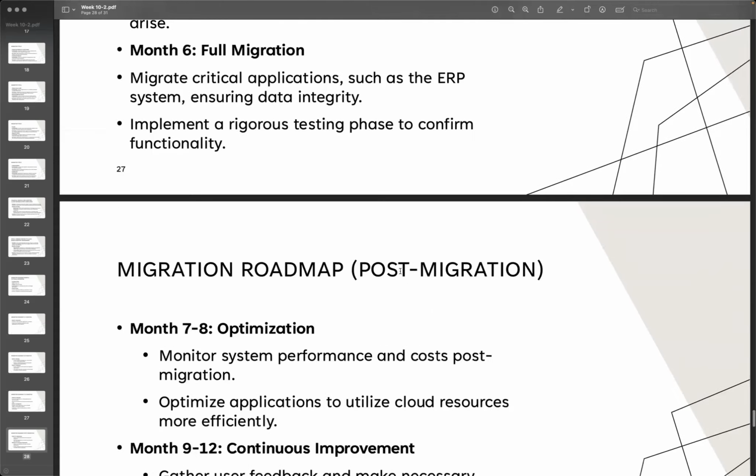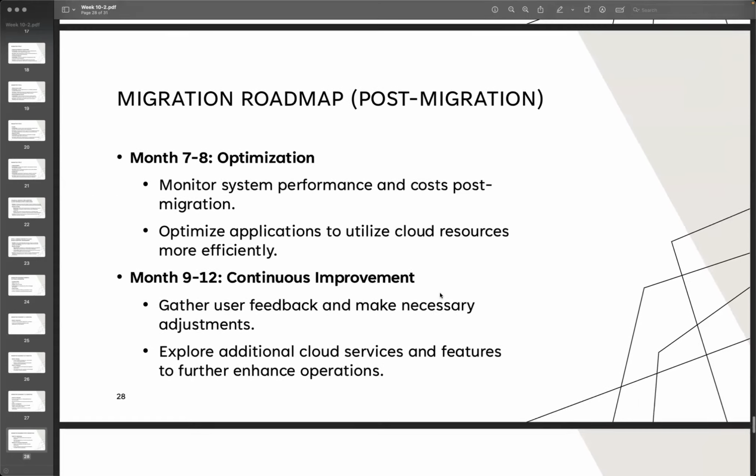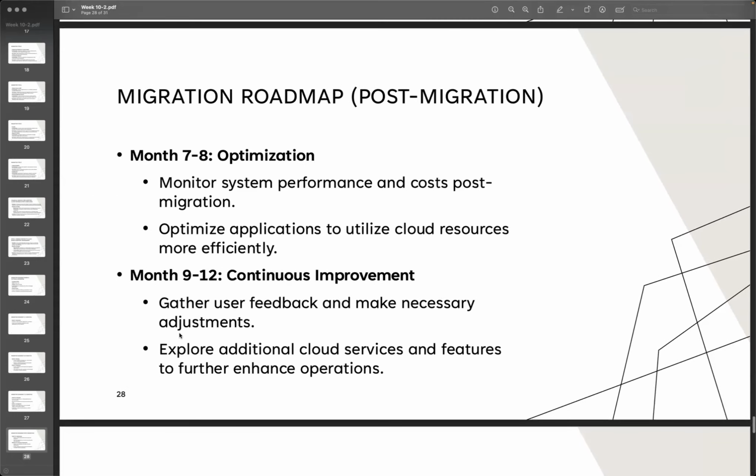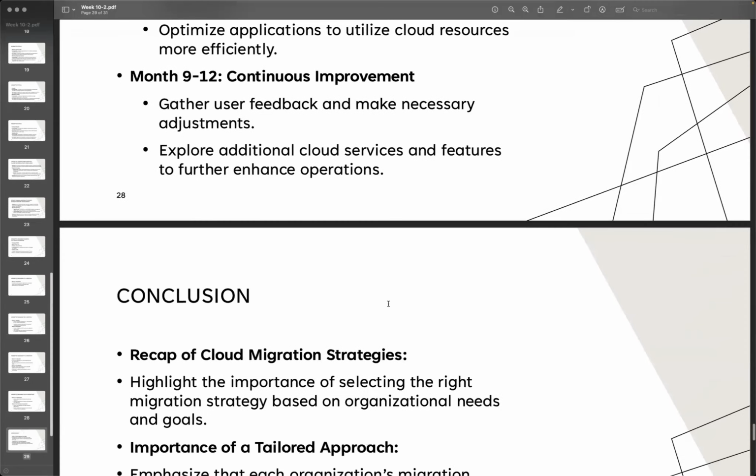In the stage of post-migration, we will have continuous improvement, maybe from month 9 to 12. We try to get user feedback and make necessary adjustments. Of course, once we transfer some of the users and they are in actual usage, they will have some feedback. They will tell us maybe this new feature is not good enough, or that we need to modify certain functions. So we need to explore some additional cloud services or features for future enhanced operation. That's what we need to do.